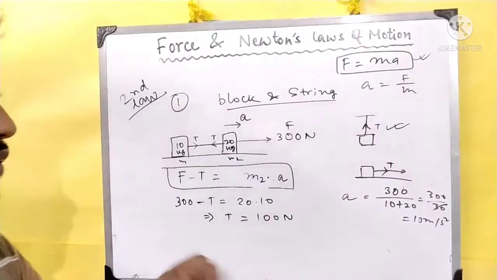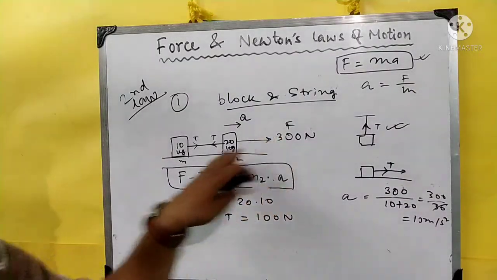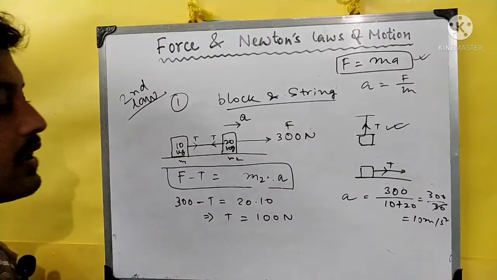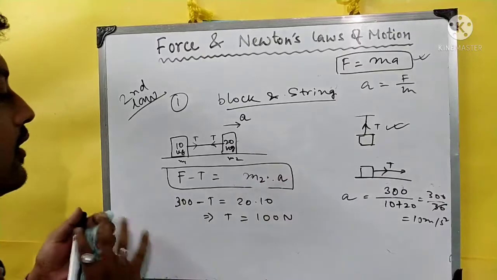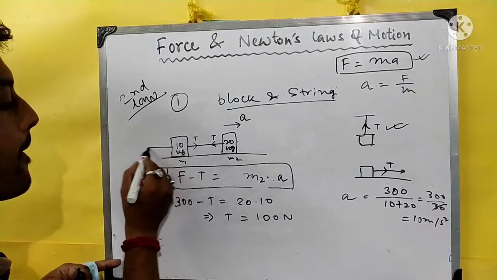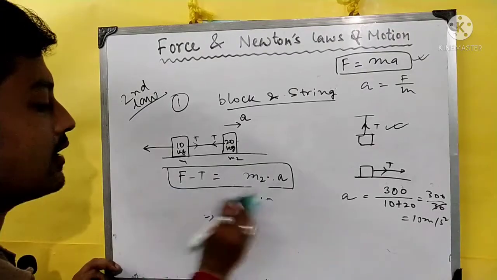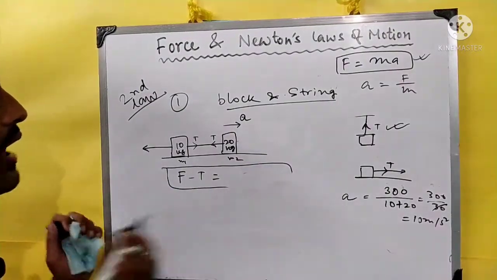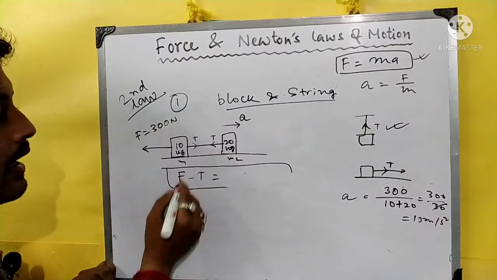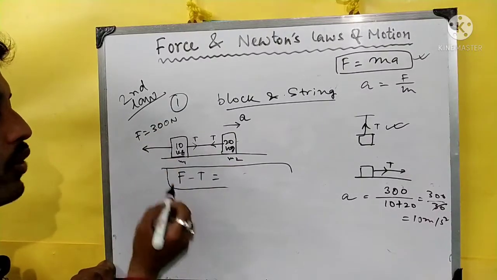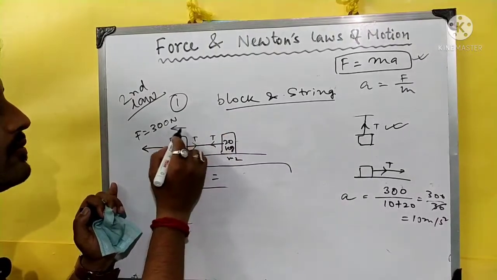But what will happen if we apply the force to this object, to m1? In this case, there will be some other value of tension. What will happen? The same force of 300 Newton is now applied to m1. So acceleration will be in this direction.